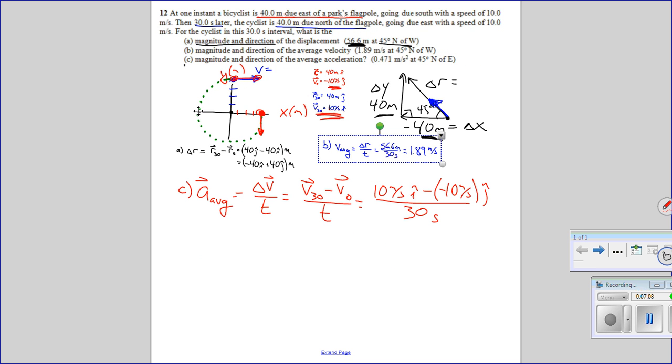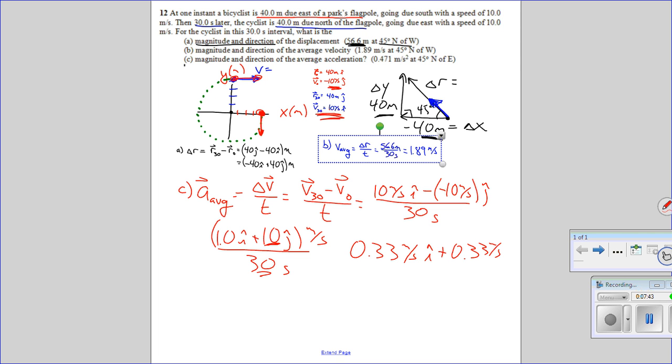So 10 minus a negative gives us 10I plus 10J meters a second divided by 30 seconds. And then divide it out. So you can just divide component-wise. The 10 over 30 gives me 0.33 meters a second in the I direction. And then 10 divided by 30 gives me 0.33 meters a second. Oh, squared, sorry. Meters a second squared in the J direction.